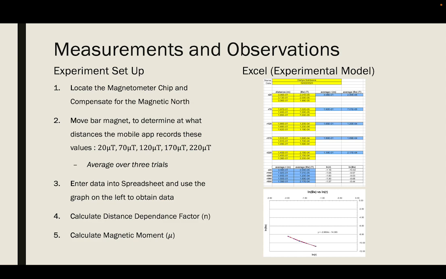First, we need to properly set up our smartphone in order to compensate for the magnetic north. Then I had to move my bar magnet to determine at what distance the mobile app records the values that we needed to measure. The full list of values is included in step 2 on this slide. I performed measurements 3 times and then took the average of these 3. After that, I entered my values into the spreadsheet and calculated the distance dependence factor and magnitude of the magnetic moment. These calculations I will show in greater detail on the next slide. And finally, on the right side of the slide, you can see the table from Excel and the graph that I created using the earlier discussed measurements.